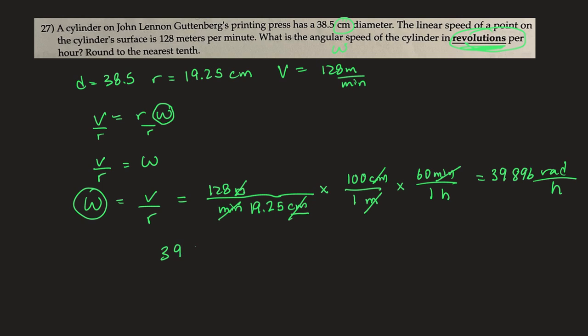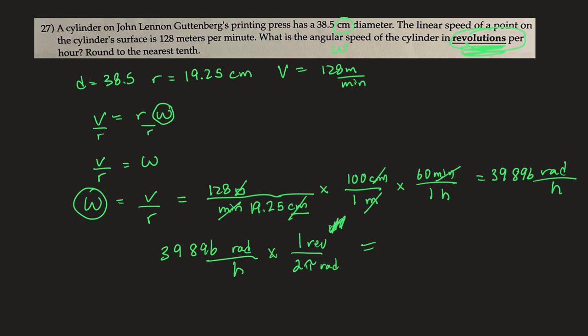So 39,896 radians per hour. Now, if you get to this point, I'm pretty happy there, but they do want revolutions, so I need to multiply by a conversion unit to take me from radians to revolutions. So I know 2 pi radians are the same as 1 revolution. If they wanted to change it to degrees, I would have just put 360 on the top there. But they want revolutions, so I'm just going to take the answer that I got there and divide it by 2 pi.